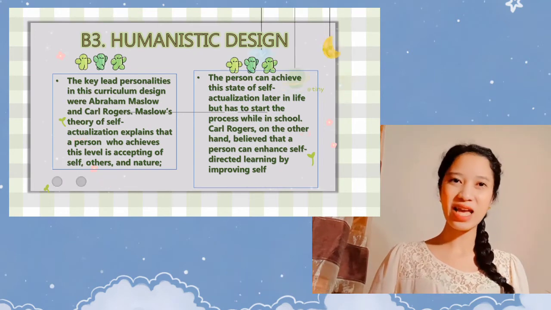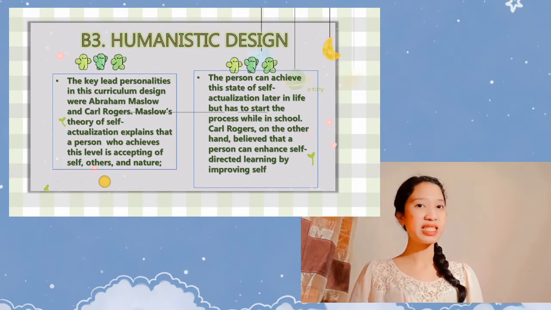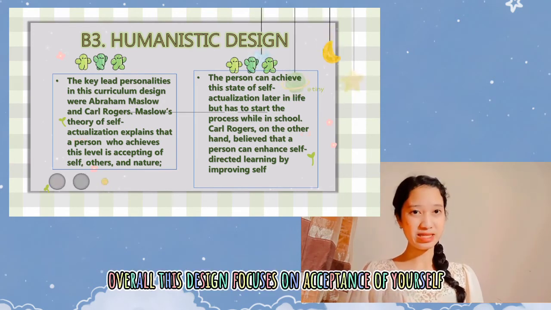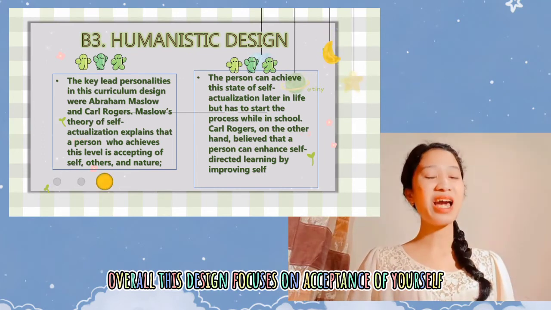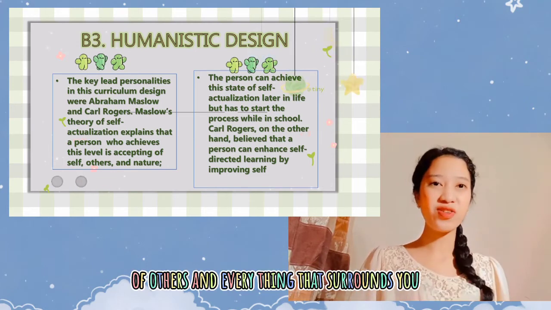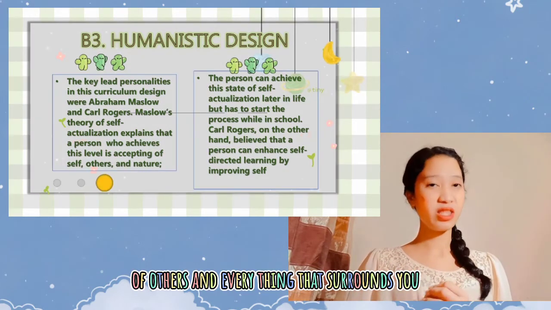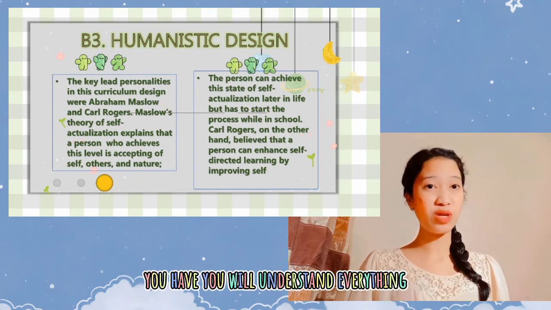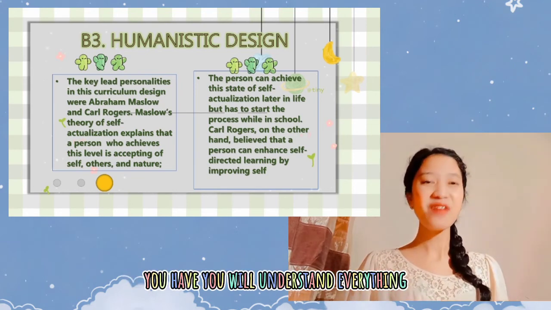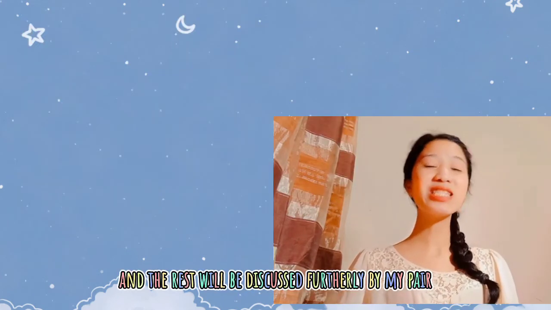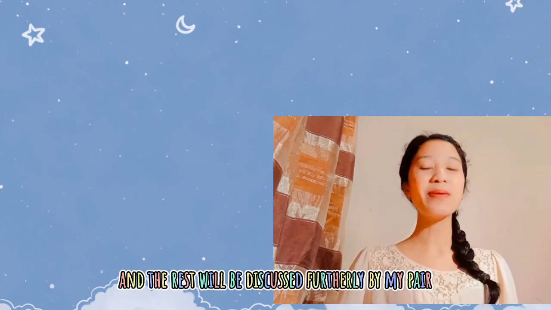On the other hand, Carl Rogers believed that an individual improves its self-directed learning through self-improvement. Overall, this design focuses on acceptance of yourself, of others, and everything that surrounds you. And that's the time that you fulfill the potential you have. You'll understand everything and you gain the knowledge. That's all for my part, and the rest will be discussed furtherly by my peer.